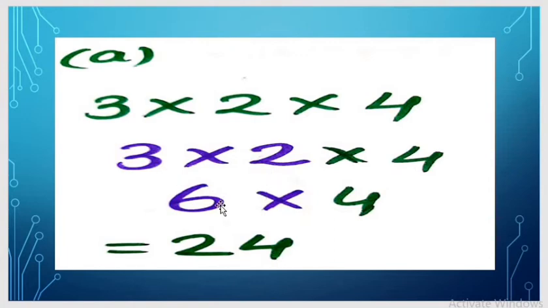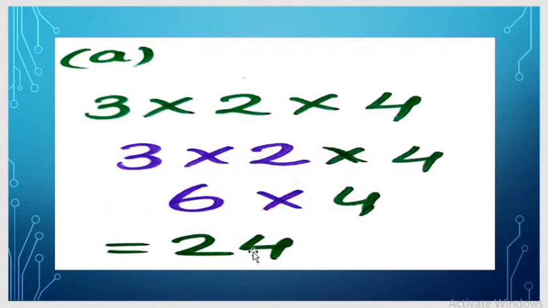6. 3 2s are 6, and this 4 is multiplied as it is. So 3 2s are 6, and 4 as it is. We write it in this form: 3 2s are 6, 6 4s are 24. 6 1s are 6, 6 2s are 12, 6 3s are 18, and 6 4s are 24. So what answer did we get, all students? The answer we got is 24.